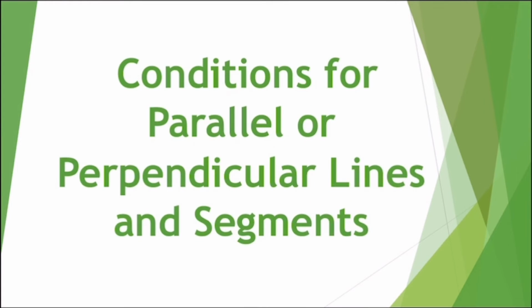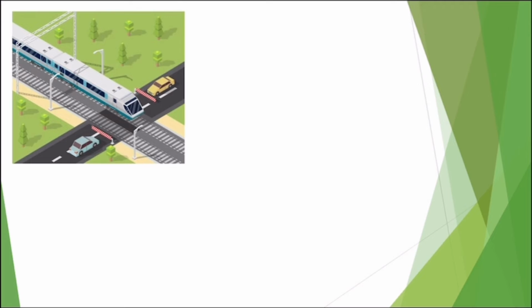Hi, our lesson for today is all about conditions for parallel or perpendicular lines and segments. In the previous lesson, you learned how to prove the properties of parallel lines cut by a transversal and the measurement of the pairs of angles formed.